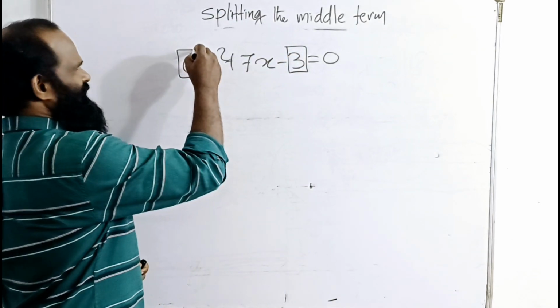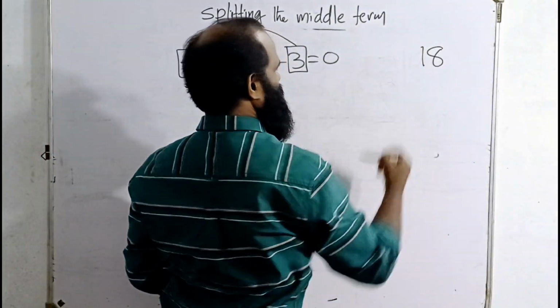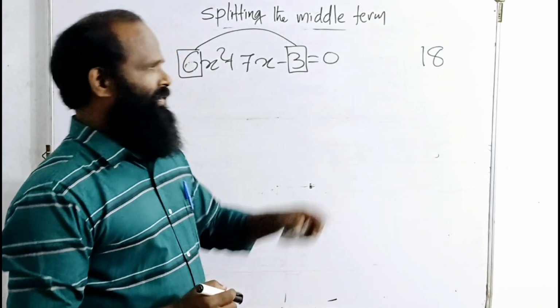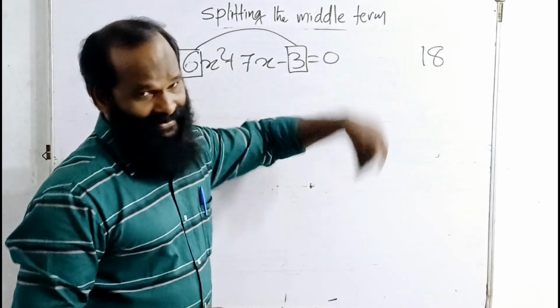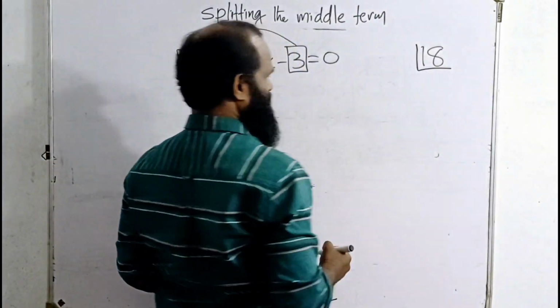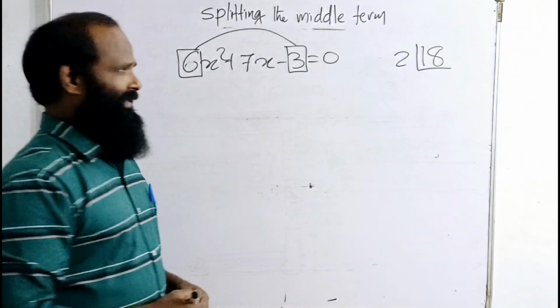So we multiply 6 into 3. 6 into 3, 18. What should we do with 18? The product we get should be factorized. Factorization. Second step. 2, 9 times.